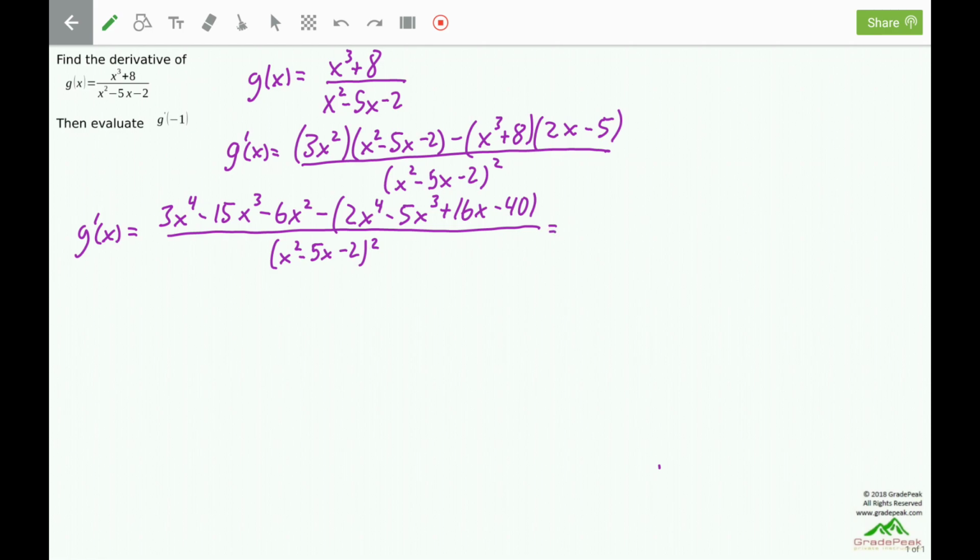Now we will distribute the negative sign in the numerator. 3x to the 4th minus 15x cubed minus 6x squared, and then minus a 2x to the 4th plus 5x cubed minus a negative 16x, and then a double minus, so a plus 40. All this over the denominator.